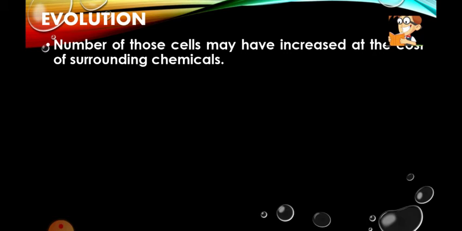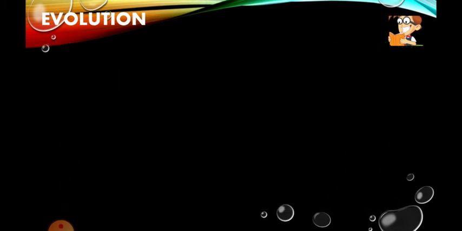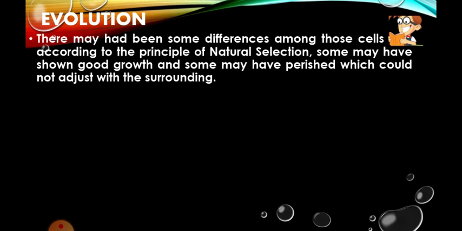From one cell, the first cell has come into existence. Now it has an ability, because DNA is present, to replicate or divide. Because of this, the number of cells must have increased due to the surrounding chemicals. Now there are organic and inorganic chemicals, and because they got nourishment in the form of chemicals, the number of cells must have increased due to reproduction. Once unicellular organisms were formed, later on multicellular organisms also formed.